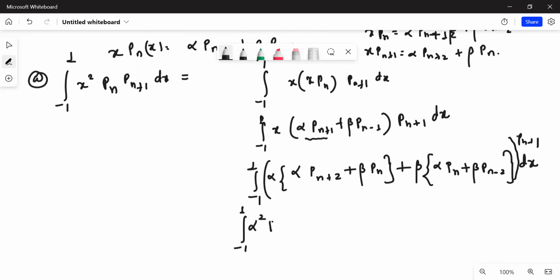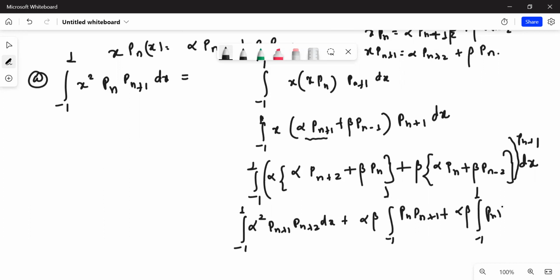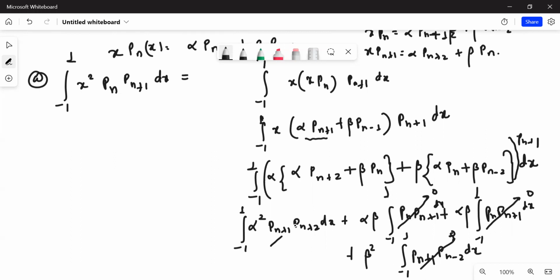So this is alpha square pn plus 1 into pn plus 2 dx, then plus alpha beta minus 1 to plus 1 pn into pn plus 1, then plus alpha beta integration from minus 1 to plus 1 pn into pn plus 1. Then again, beta square minus 1 to plus 1 pn plus 1 into pn minus 2 dx. So overall, this would be 0, this would be 0, this would be 0, and again this would be 0.